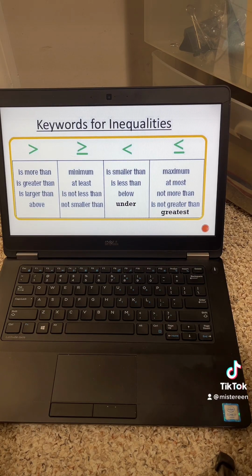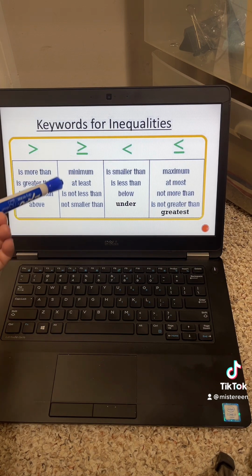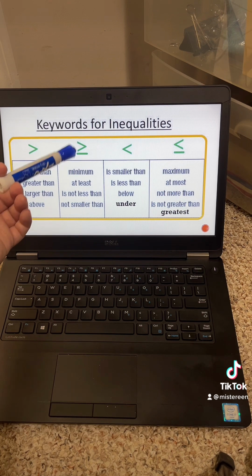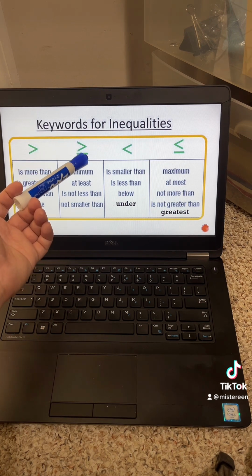Now, because for this lesson we will be dealing with word problems, it is important that we know the different keywords associated with each inequality symbol. For example, we have this greater than. If you use these phrases: is more than, is greater than, is larger than, or above, all of these phrases should translate to this symbol. For these keywords: minimum, at least, is not less than, not smaller than, you should use the greater than or equal symbol. There's a line under.